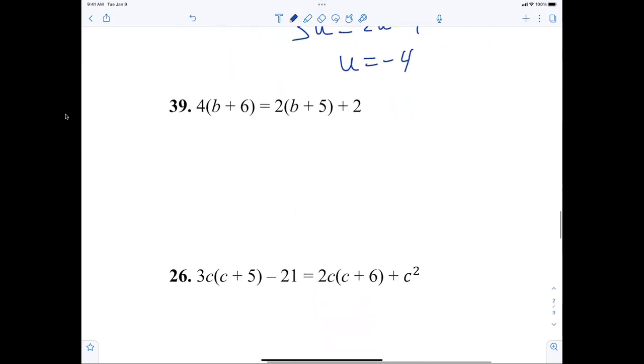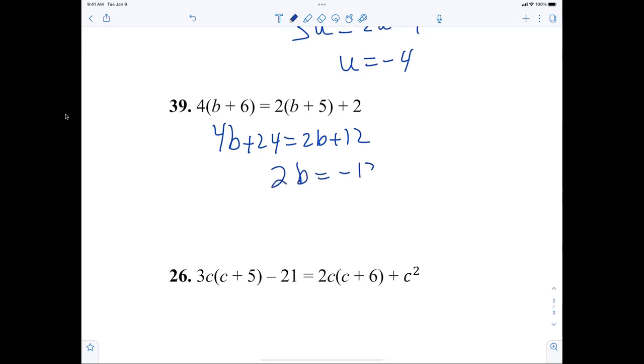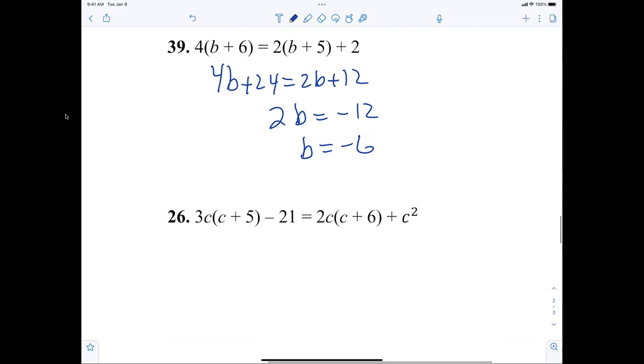Next, 40 plus 24 equals 2b plus 20. Good work. I like that. 2 times 5 plus 2. And then 2b equals -2. And then b equals -2. Yay, b equals -6. All right, next.